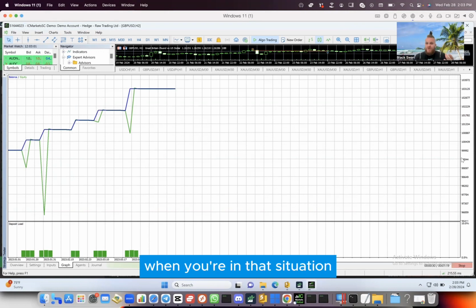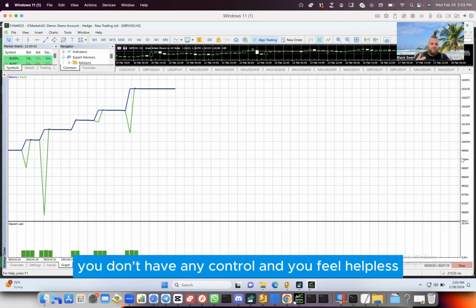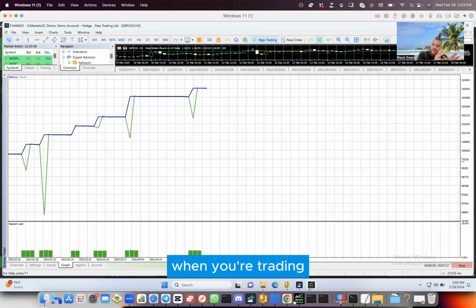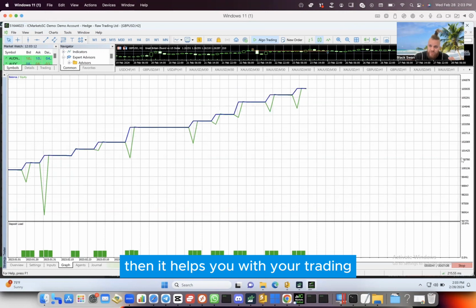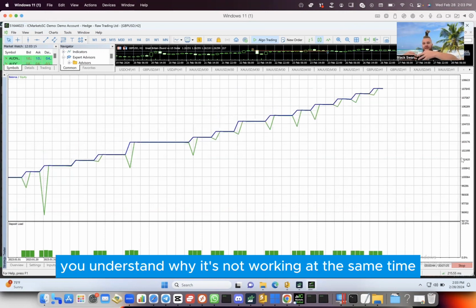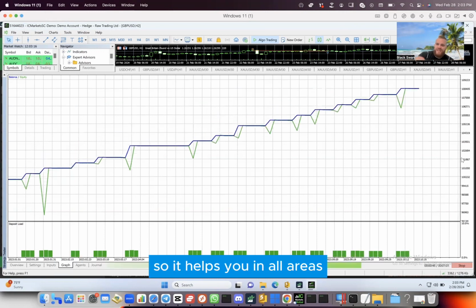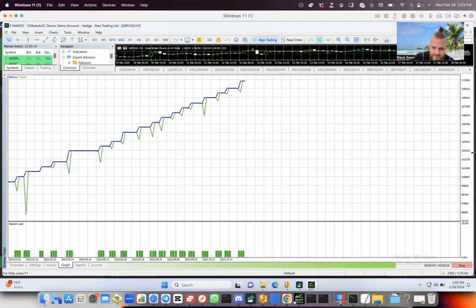When you're in that situation, you don't have any control and you feel helpless, especially if stuff doesn't go your way. But when you're trading a proven strategy of how the market actually moves, it helps you with your trading. You understand why it's working. You understand why it's not working at the same time. So it helps you in all areas.